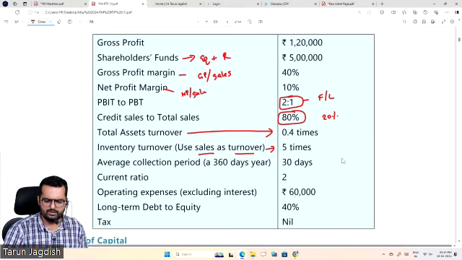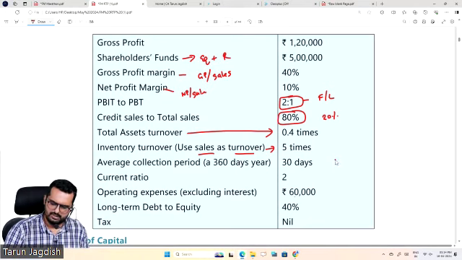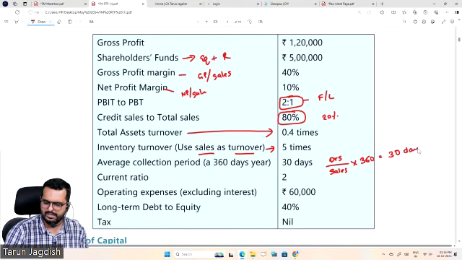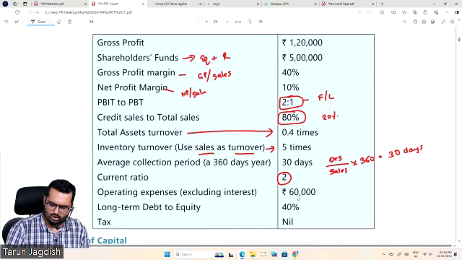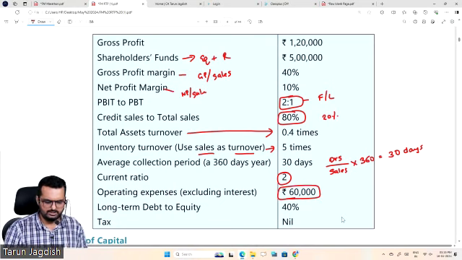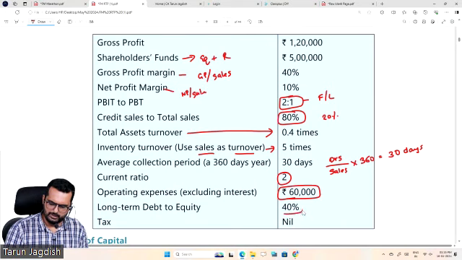Average collection period. What is the formula for average collection period? Debtors divided by sales into 360 would give you the answer as how many days? 30 days over here. Current ratio, what's the formula? Current asset divided by current liability. Operating expenses directly given as how much? 60,000. Long-term debt to equity, 40.